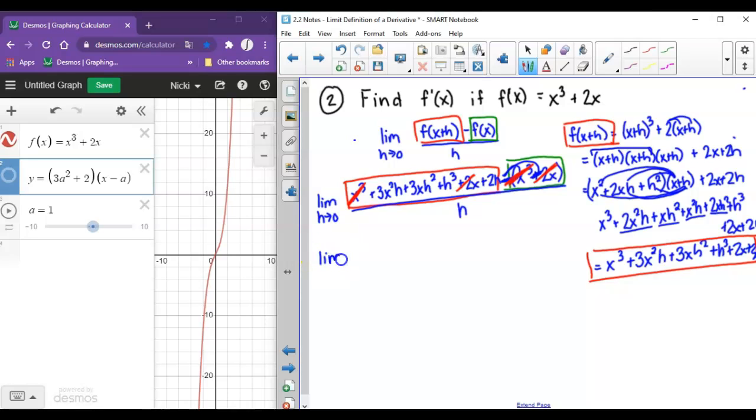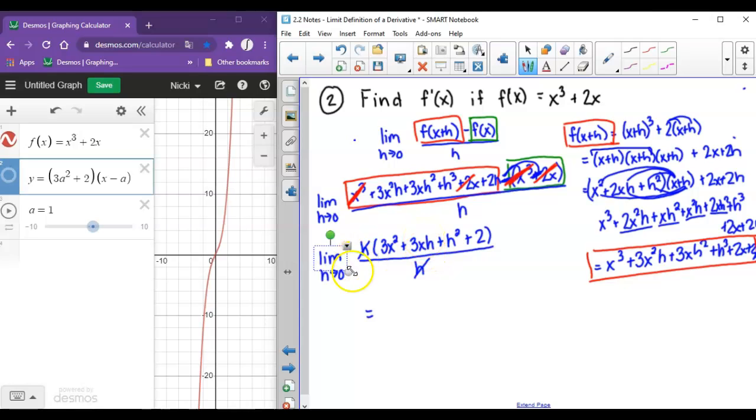So what I'm going to do is factor that h out. So I have 3x squared plus 3xh plus h squared plus 2, and all of that will be over h. And then the h on the top and bottom can cancel. So once we've canceled something, typically with our limits, we want to go ahead and plug in our number.